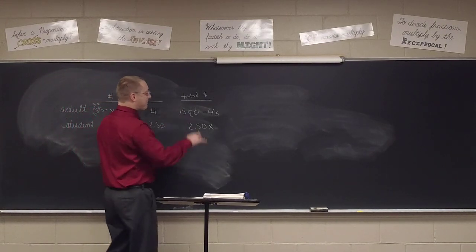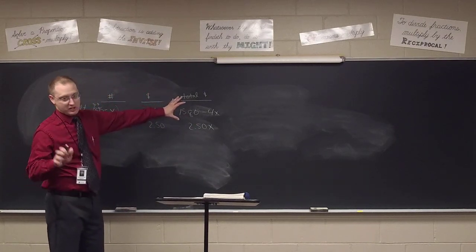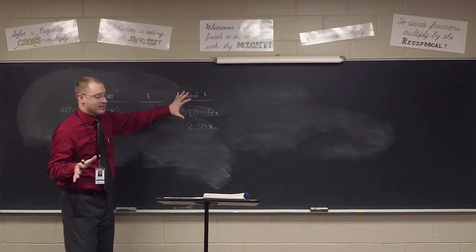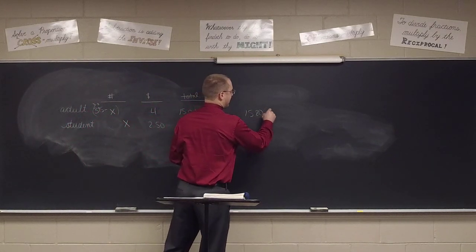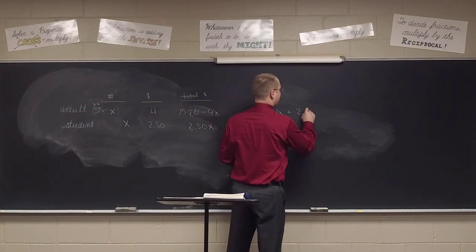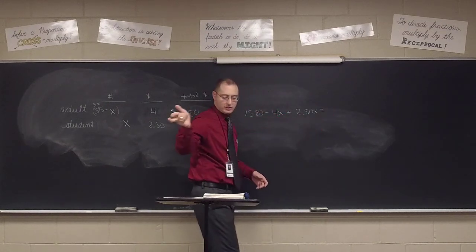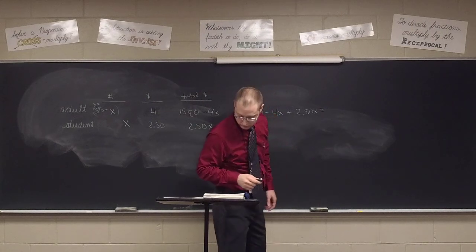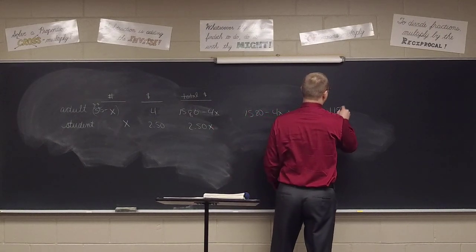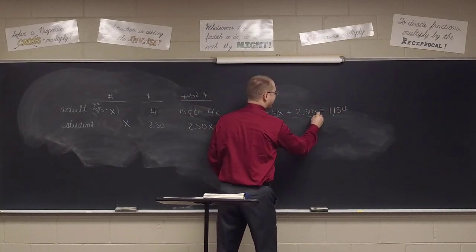All right, so when we come to our equation, this is going to look very different from your equation, right? But the answers will still come out the same, right? We've got our 1580 minus 4x plus the 250x, all equal class 2, there you go, $1,154.